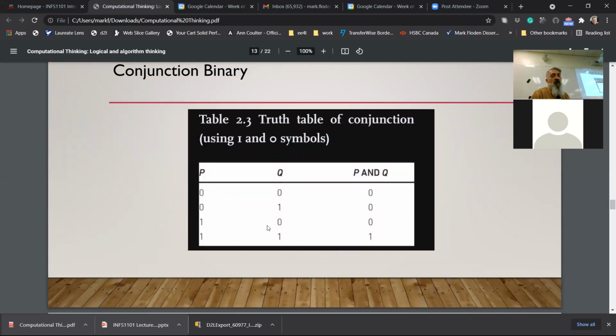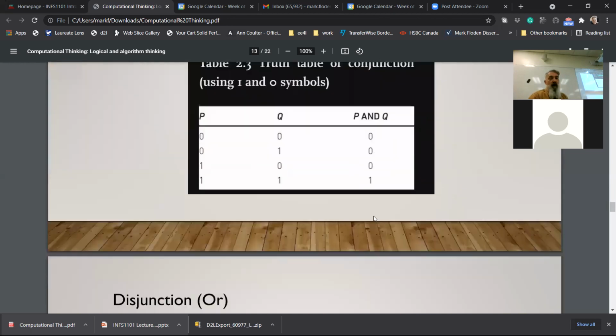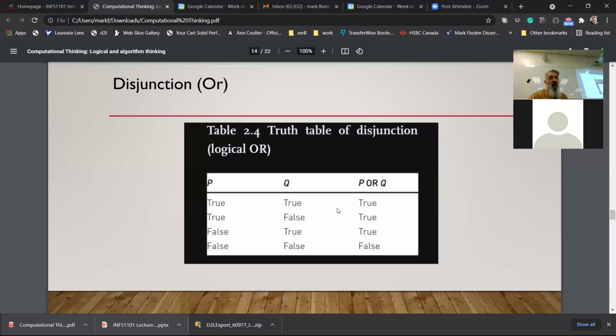Computers work with zeros and ones. So what this means here is, look, we use a 1 for true and a 0 for false. If P is 1 and Q is 1, then P and Q together will be 1. Every other case, it's not, because if either of these is a 0, then this has to be a 0. It can't be true.